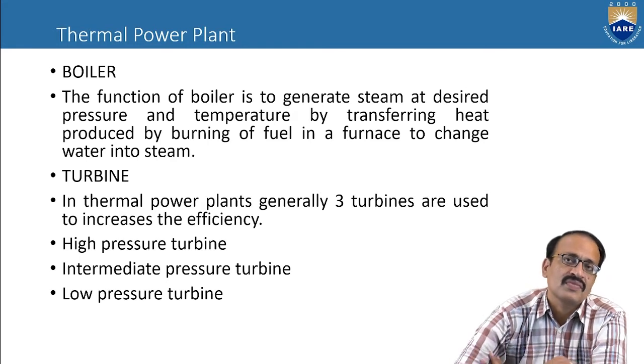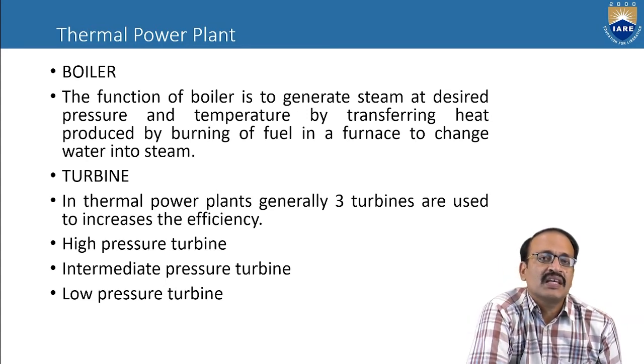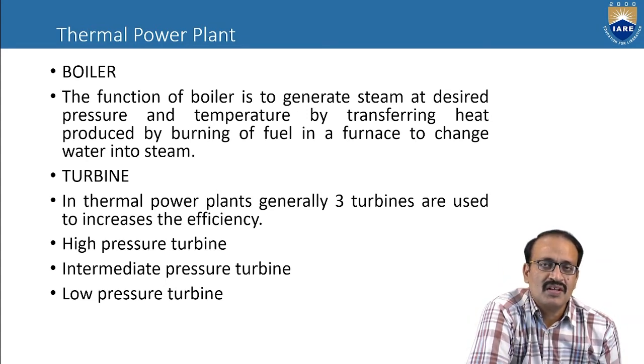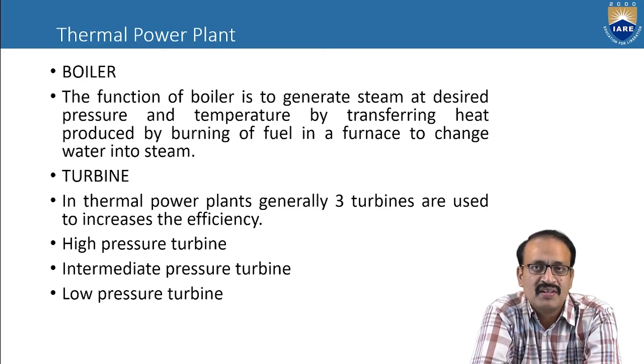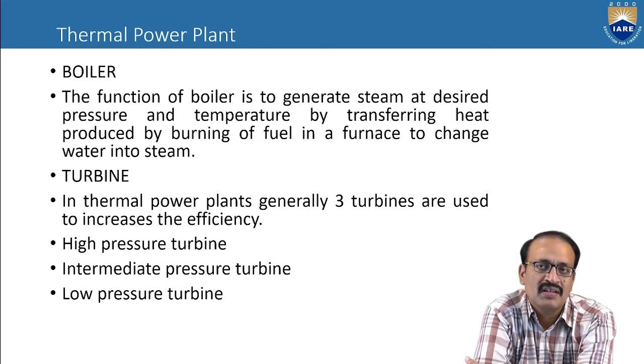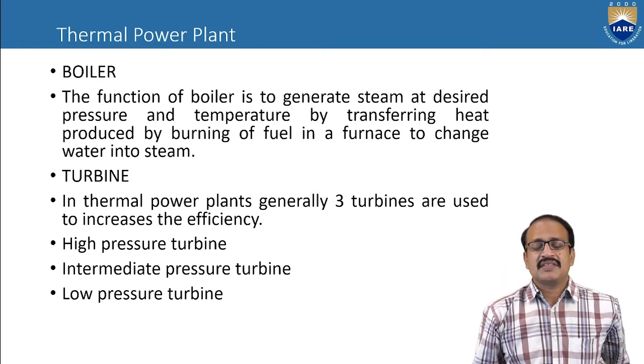Boiler. Here in the boiler, we heat the water, and it becomes steam, and from there we supply this steam to the turbine. The next thing is the turbine. When the steam is supplied to the turbine, the blades rotate. We can use three types of turbines here: high pressure turbine, low pressure turbine, and intermediate pressure turbine.